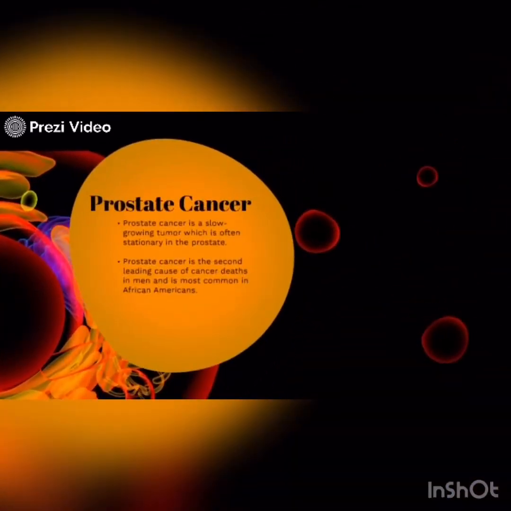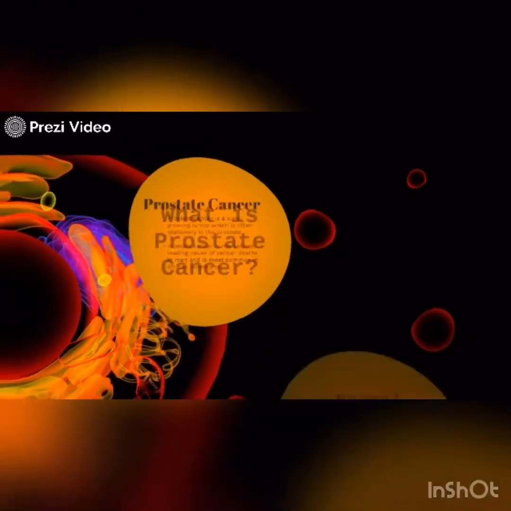So what is prostate cancer? Prostate cancer is a slow-growing tumor which is often stationary in the prostate. Prostate cancer is the second leading cause of cancer deaths in men and is most common in African Americans.